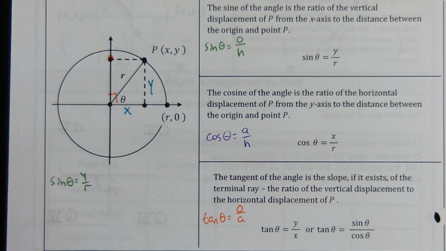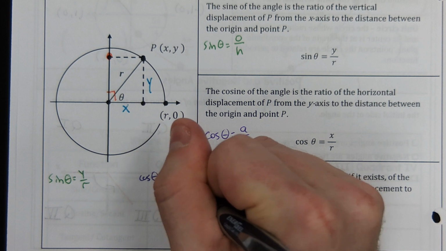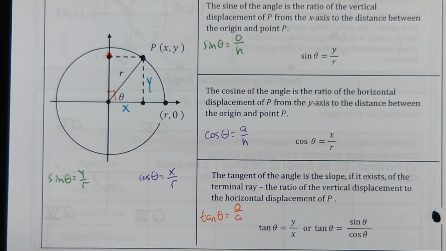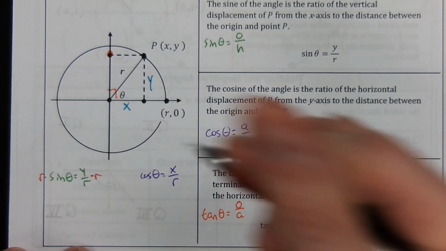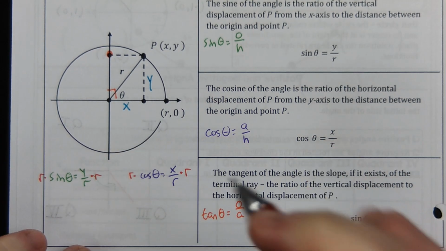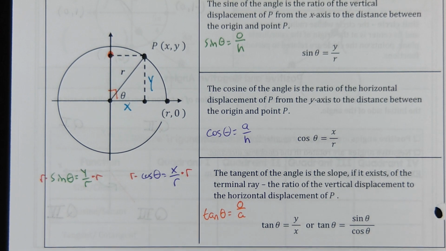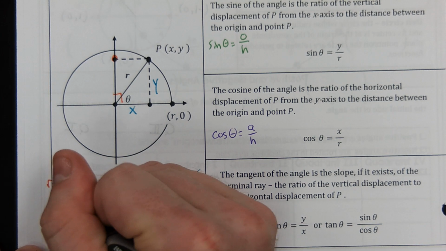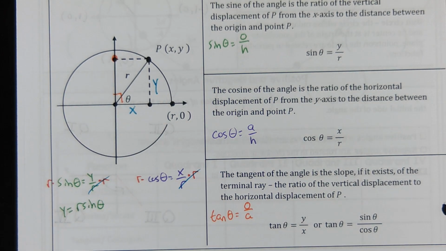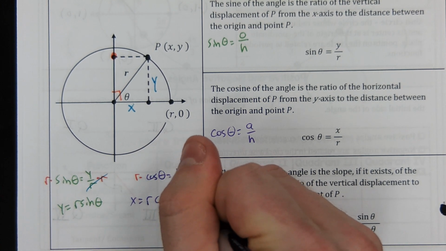Sine of theta is y over r, and cosine of theta is x over r. Now, I know that most of you don't like fractions. You remember how we get rid of fractions? Multiply by the denominator. So what I'm going to do is multiply both sides by r here and here, as well as over here. So in green, because these are just going to cancel and so are these, what I'm going to get is that y equals r sine theta. And over here, I'm going to get x equals r cosine theta.